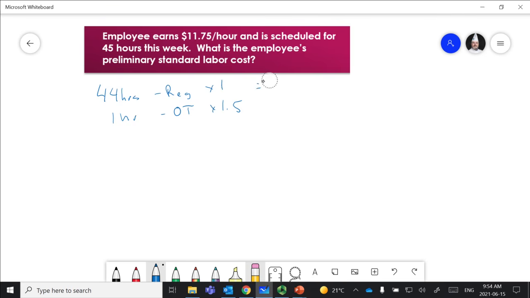And we have it equals 44 times $11.75 per hour. So if we multiply that out, 44 times 11.75 means they got $517 in regular pay. And then they have 1.5 times 11.75 in overtime, which is another $17.63. We add those two together and we end up with their preliminary cost of $534.63 for that week. That's in Canada.